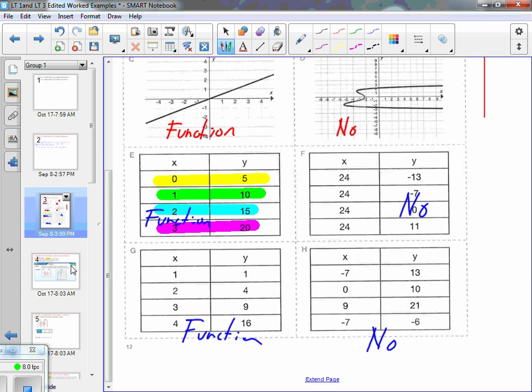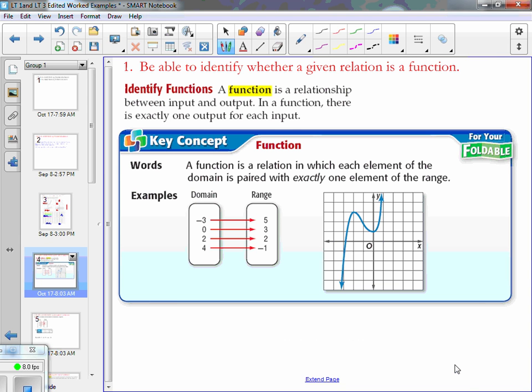Okay. Now, I got this from a book, so you can see a book definition. A function is a relationship between input and output. In a function, there's exactly one output for each input. And then here we get into some words that we're not going to concentrate on today, but we are going to concentrate on domain and range. The domain is just the set of x-coordinates. The range is the set of y-coordinates. The domain is the set of inputs. The range is the set of outputs.